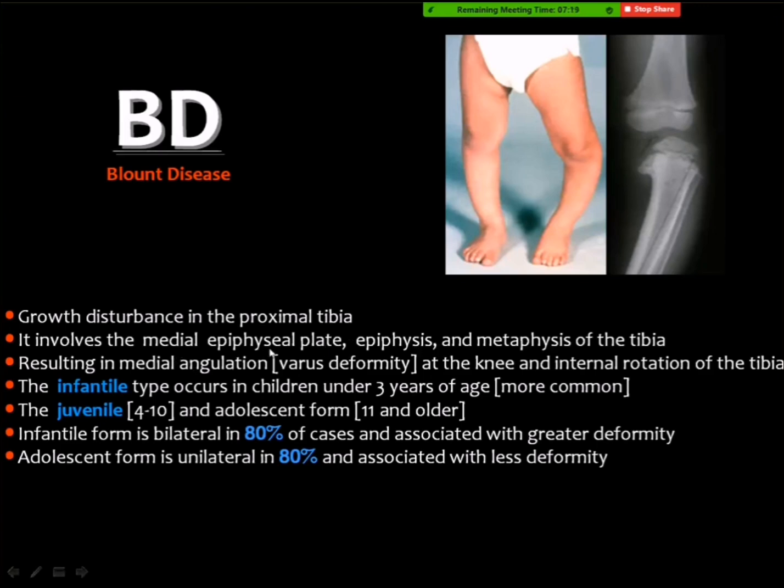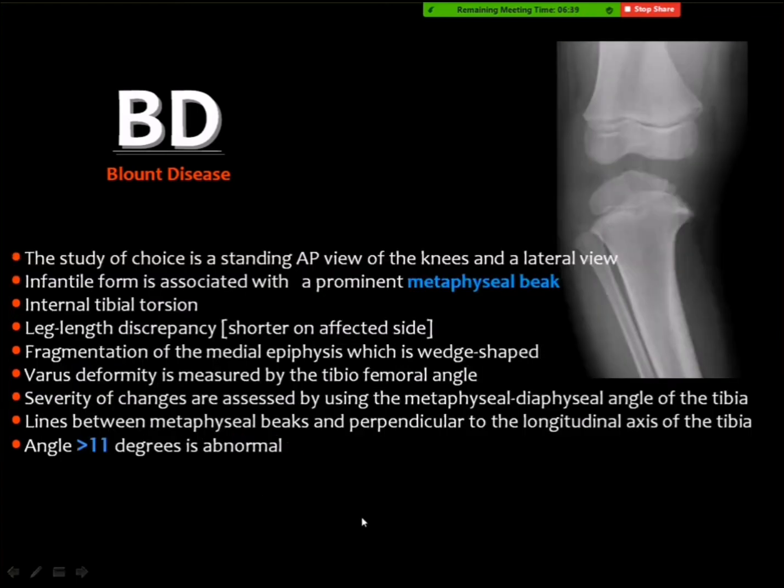It involves the medial epiphyseal plate, the epiphysis, and the metaphysis. This is the area of affection, resulting in medial angulation and varus deformity, as well as internal rotation of the tibia. There are two forms: the infantile form, which occurs before the age of 3 years and is more common, and the juvenile form, which occurs around 11 years of age. The infantile form is bilateral in about 80% of cases. The adolescent form is unilateral in about 80% of cases.